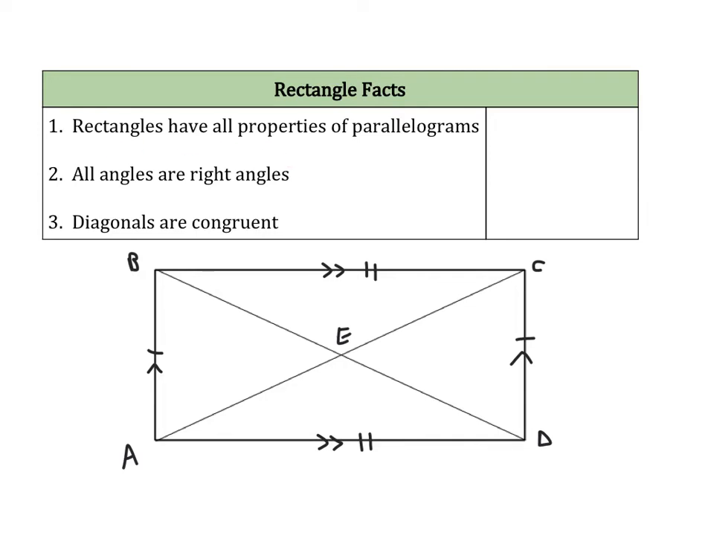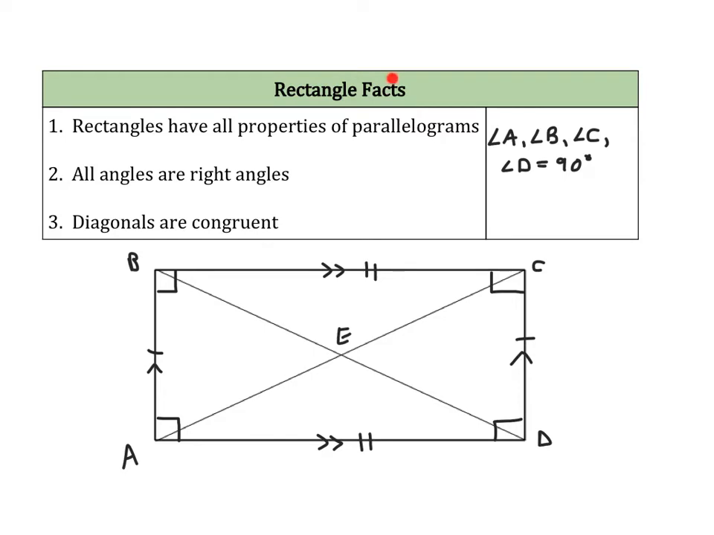Now, rectangles also have two additional properties that are really important to know. The first one is what really dictates the fact that it's a rectangle, and is that all angles are right angles. So we know that all four of these angles are 90 degrees. So we know that angle A, angle B, angle C, and angle D equal 90 degrees.